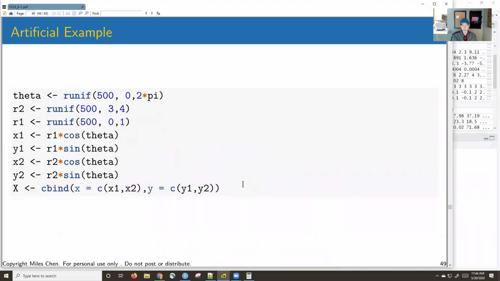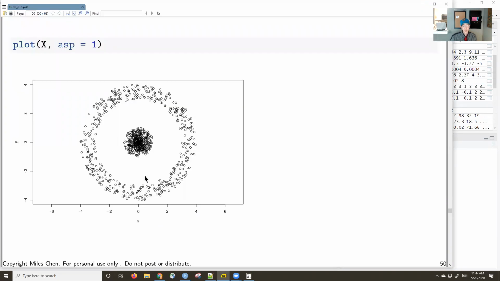Let me do another example here, okay? So here what I have to do is I'm going to start off with an example. Sorry, give me a second here. Okay, so here's just some toy data set that we're going to play with.